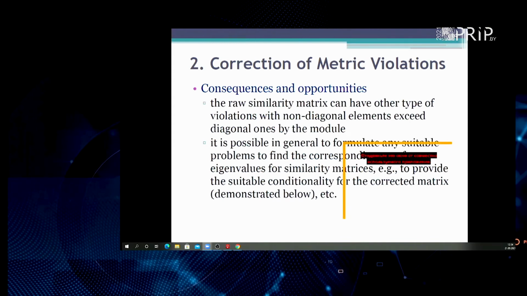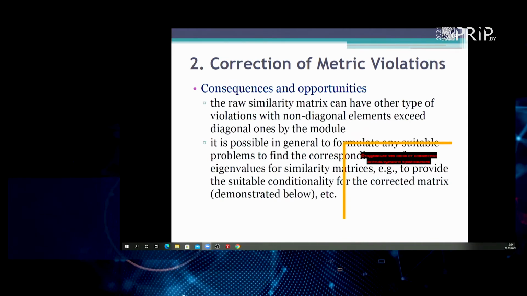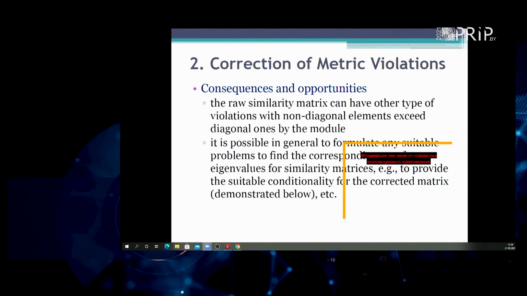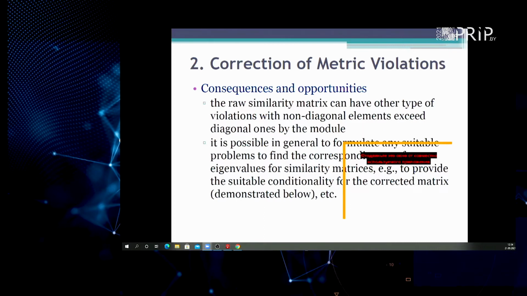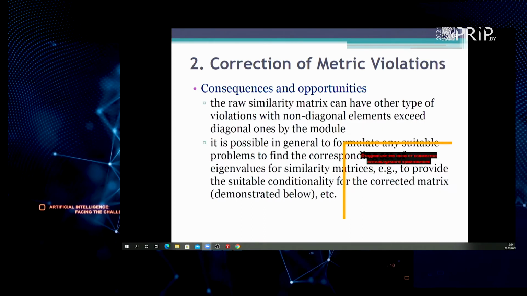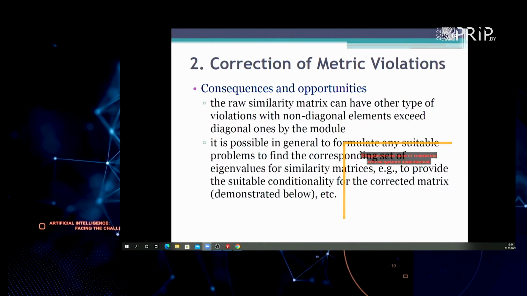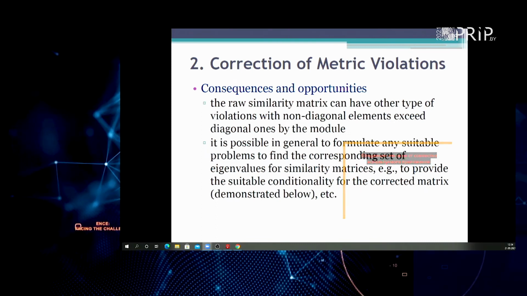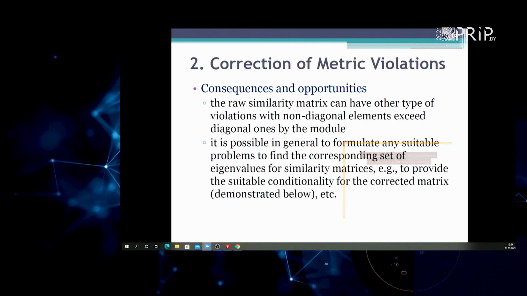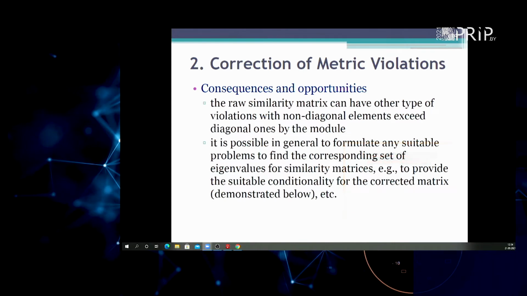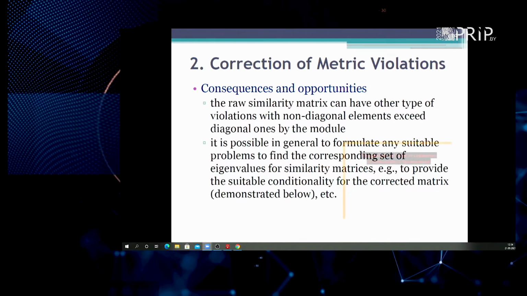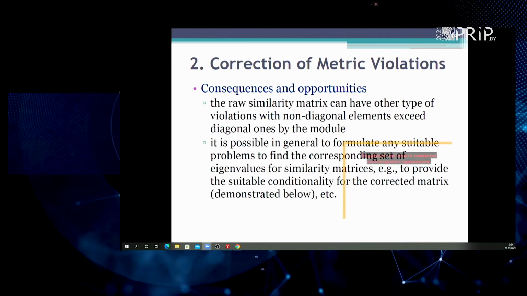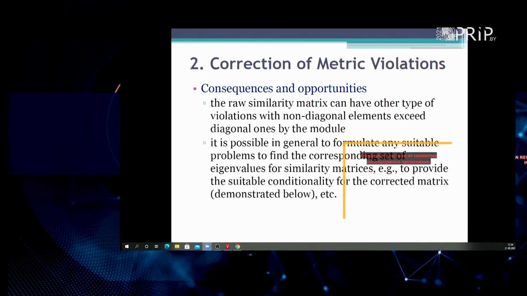Consequences and opportunities of this new problem. The raw similarity matrix can have other types of violations, for example, when non-diagonal elements exceed the diagonal 1 by modulus. It is possible in general to formulate any suitable problems to find the corresponding set of eigenvalues for similarity matrices, for example, to provide a suitable conditionality.